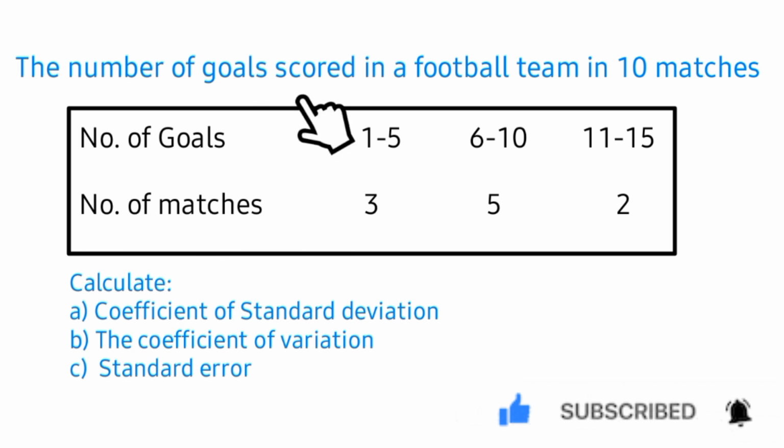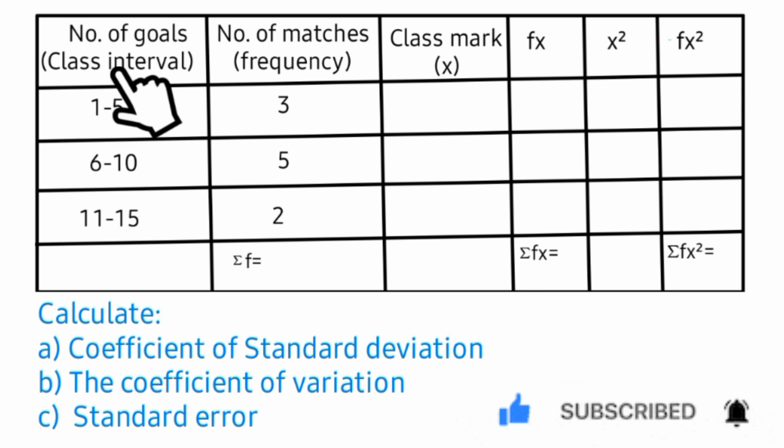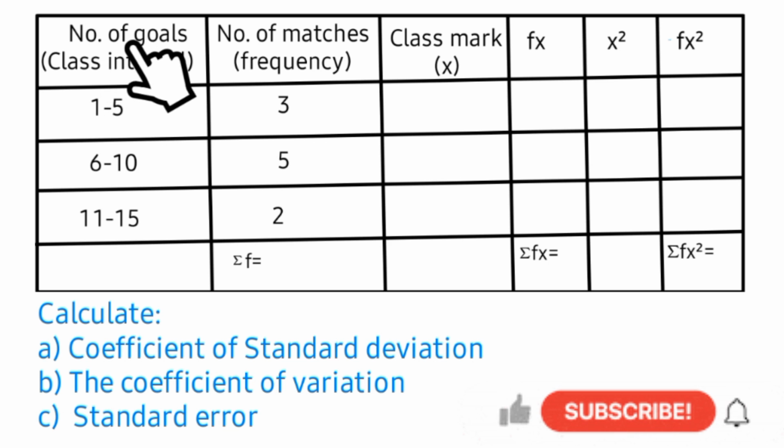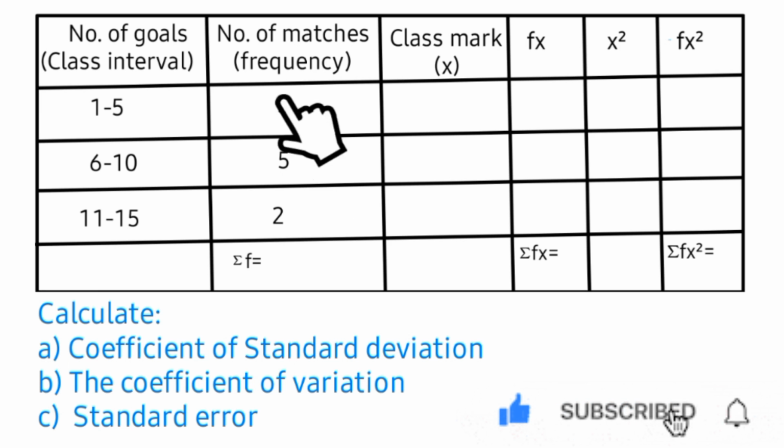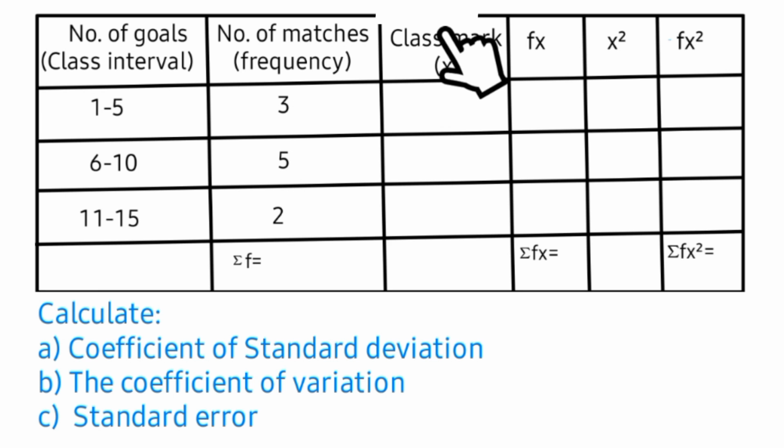Now let's arrange this table in a vertical order. We'll vertically arrange this table. We could see the number of goals representing the class interval and the number of matches, which represents the frequency. So we derive value for the class mark or midpoint, also derive value for fs, s square, and fs square column. Now let's add up all the frequencies.